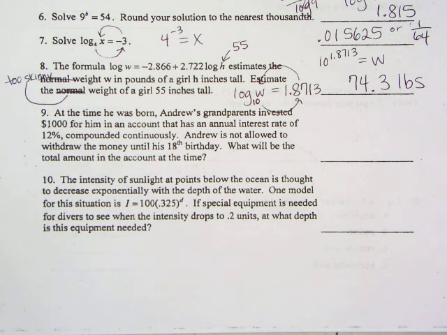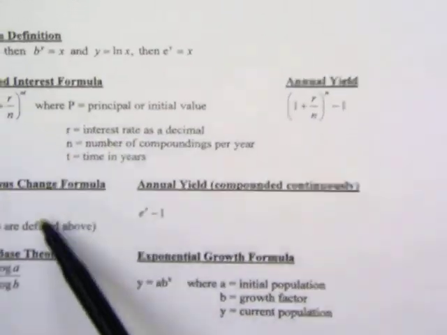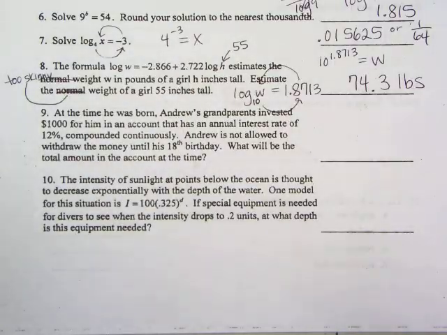Go ahead and take a moment to read through number 9. Look for words like, am I compounding continuously or monthly or daily or that sort of thing? All right, read through number 9. Please look for important stuff.